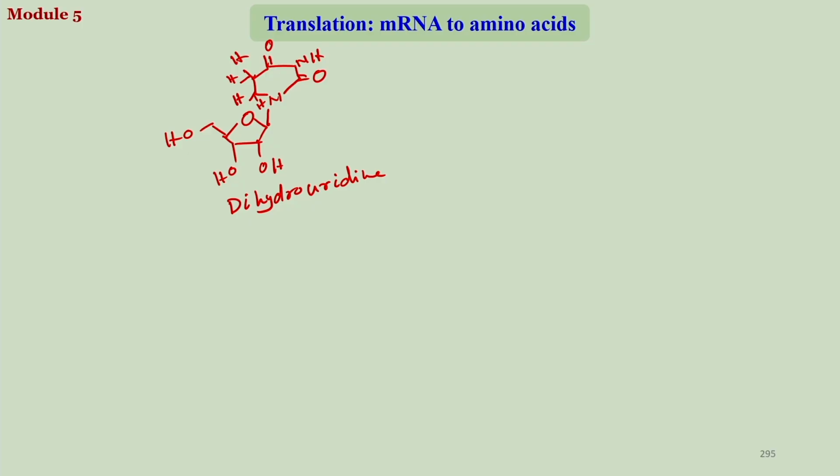Now, what does it do? Why is this there? If you see, what is the difference between uridine and this? Because you have lost the double bond here, this molecule becomes more flexible, more flexible than uracil. So, therefore, that helps adapt the loop and the stem structure. So, it makes it easy to mold things a little bit. That is why dihydrouridine was present here.